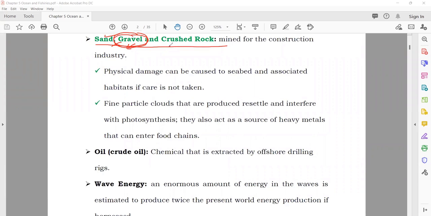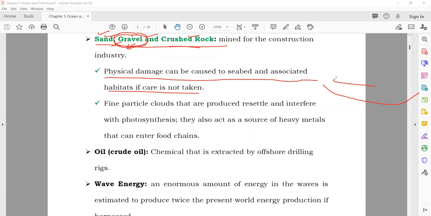Then you have sand, crushed rock also. Mined for the construction industry. Physical damage can be caused to the seabed and associated habitat if care is not taken. They're saying you can get the sand, gravel, and crushed rock from the sea, but it is quite dangerous because, for example, this is the sea and this is the water above here. Here you have the sand and other things.